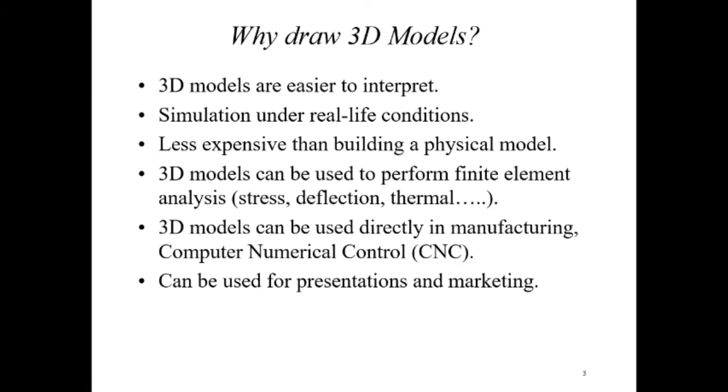These are all the parameters for getting into 3D modeling. 3D models are easier to interpret. Interpret means we can visualize what the object looks like. That can be done with the 3D model, along with simulation under real life conditions, and it is less expensive than building a physical model. This is the major parameter for going with 3D models, because we don't have to manufacture a physical one for testing purposes. Modeling software tools are widely used, and we can say it's a non-destructive evaluation.